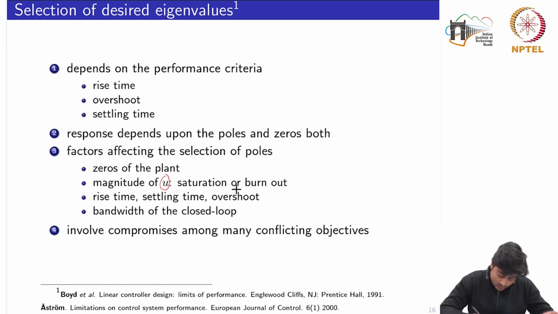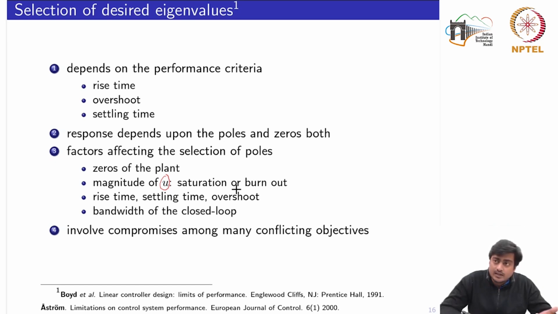The rise time, settling time, and overshoot are pretty much obvious. Most importantly is the bandwidth of the closed loop, which takes into account the frequency domain characteristics, and there is a very strong correlation between the time domain and frequency domain characteristics, which possibly you have studied during your UG control course. All in all, it involves compromises among many conflicting objectives.